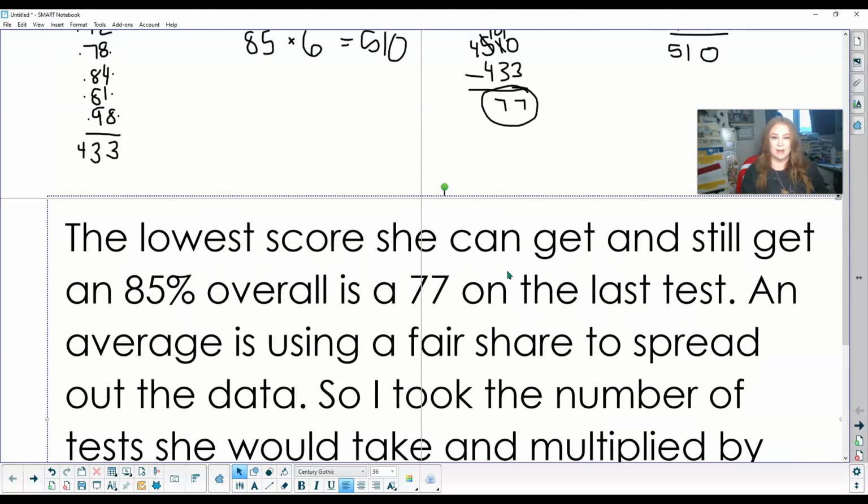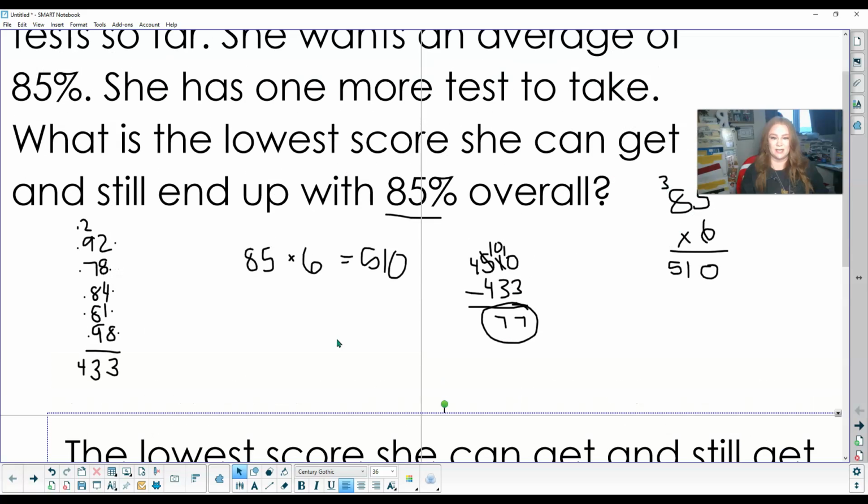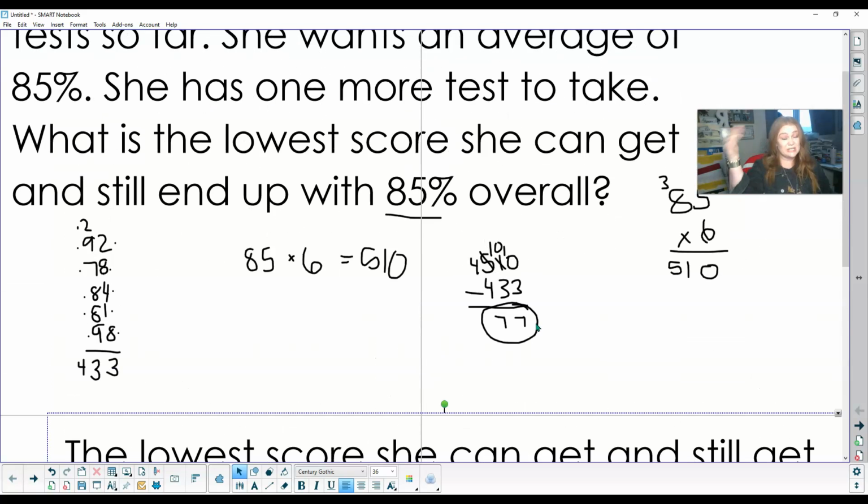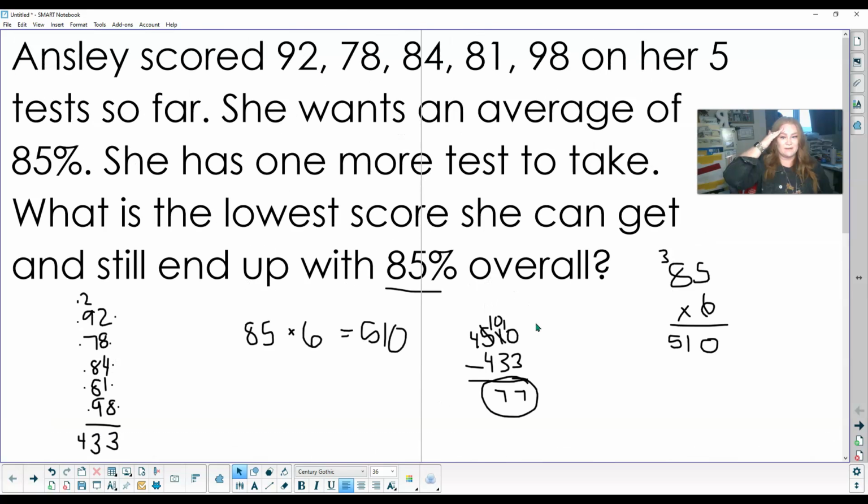And then my E is my evidence. Here is my work that I did. So when we are trying to find out what we still need to get, thinking in terms of fair share and what I need, how many points do I need total? Finding that total is really going to help us see what we still need to do in order to get that final score.